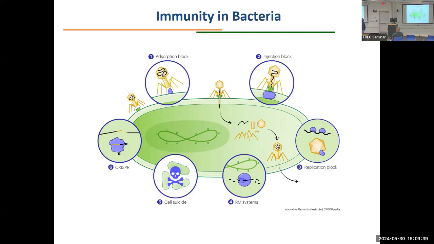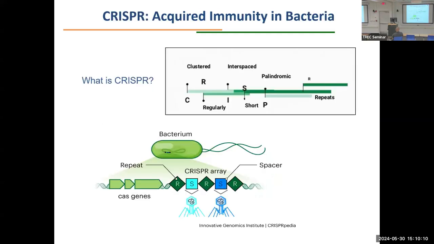If the bacteriophage manages to surpass all these defenses, 1, 2, 3, and 4, the last defense is cell suicide. So if the bacteria don't manage to kill the bacteriophage, they kill themselves. So the cell dies. Then another immunity which bacteria developed over time is the adaptive immunity, and this is known as CRISPR. So let's know in detail what CRISPR is and how it works in bacteria.